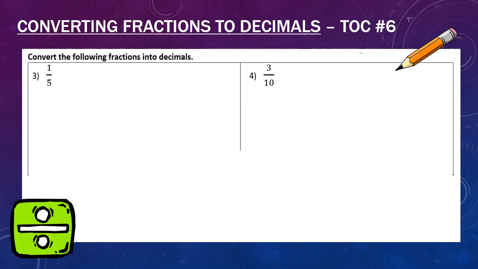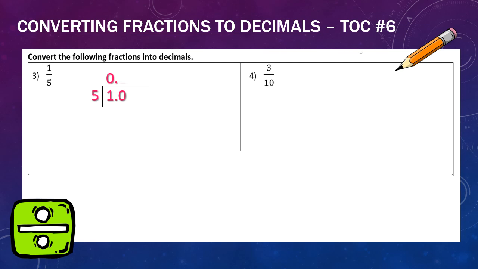Okay, for number 3, we have 1/5. 1 goes inside the house. 5 goes on the outside. Don't forget, because my numerator is smaller than my denominator, I'm going to go ahead and bring up a 0 and a decimal point so that I'm ready to do my division.